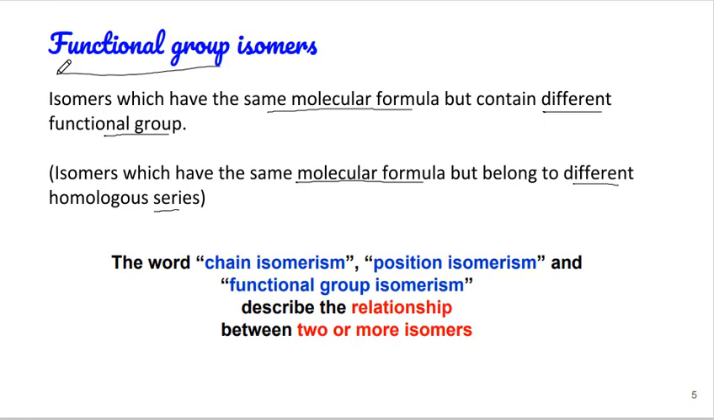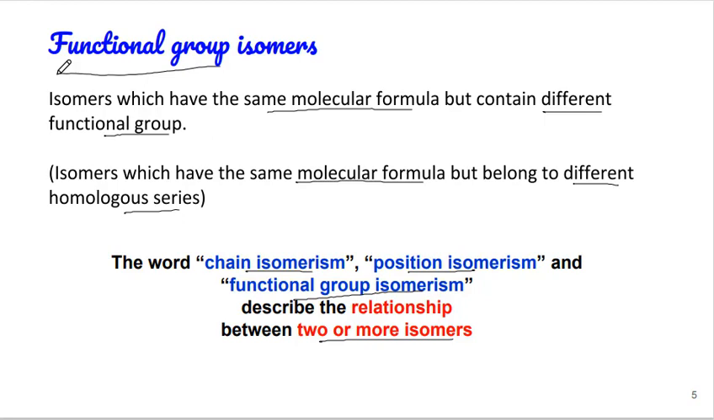And as I've mentioned earlier, when they ask chain isomerism, position isomerism or functional group isomerism, it describes the relationship between two or more isomers. So always remember it involves two or more isomers. So you can draw two or more.